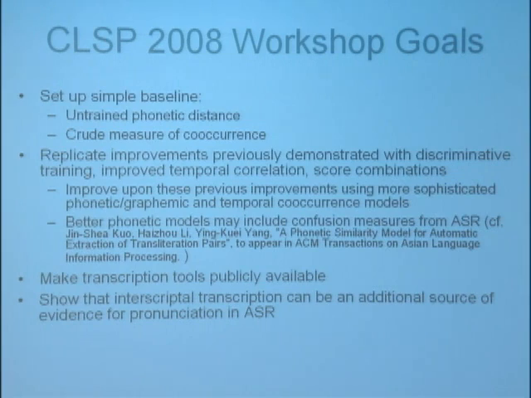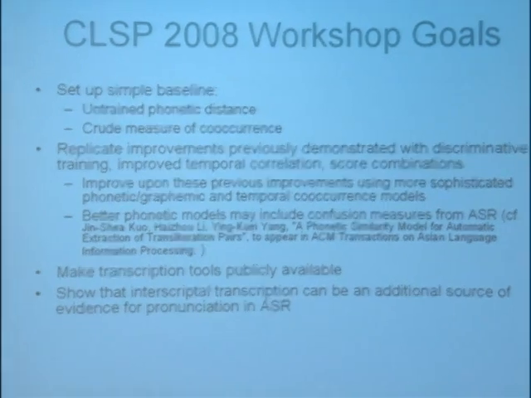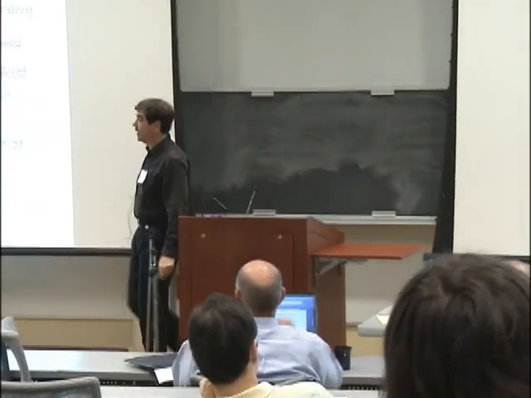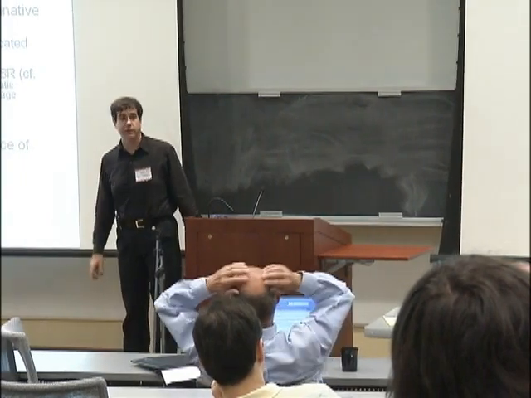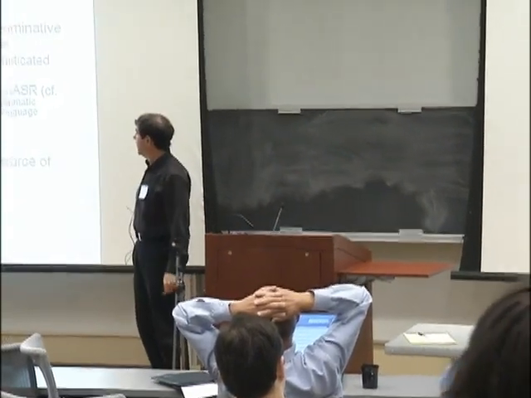You take a Mandarin speech recognizer and you recognize English with it, and that gives you a measure of the confusability between English and Mandarin. And since we have an ASR component to this project, one of the interesting things will be to see if we can use that kind of evidence as additional evidence for phonetic confusion.